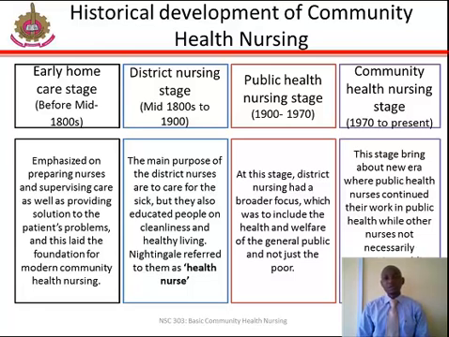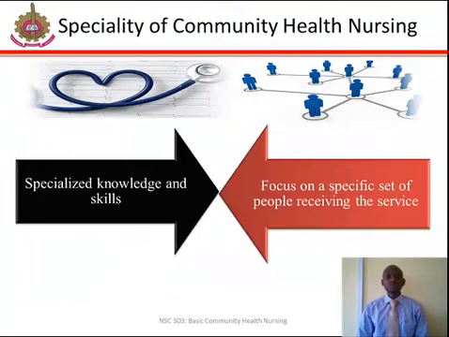In 1984, the Division of Nursing convened a consensus conference on the essentials of public health nursing practice and education in Washington, D.C. That was around 1985. This group concluded that community health nursing was a broader term referring to all nursing practices in the community regardless of their educational qualification.